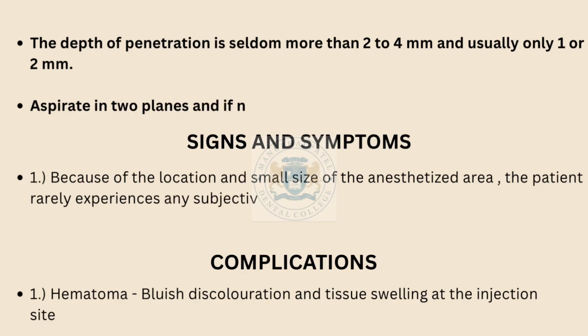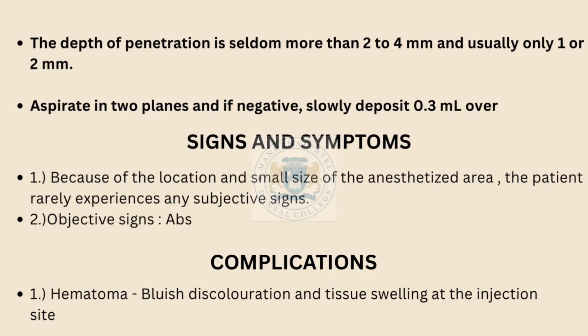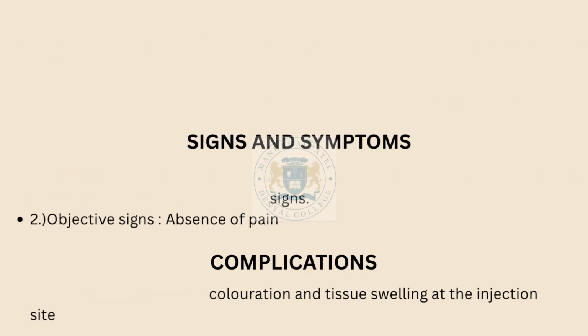What are the signs and symptoms? Number 1, because of the location and small size of the anesthetized area, the patient rarely experiences any subjective signs. And number 2, objective signs: absence of pain. Lastly, its complications, which include hematoma. It is bluish discoloration and tissue swelling at the injection site.